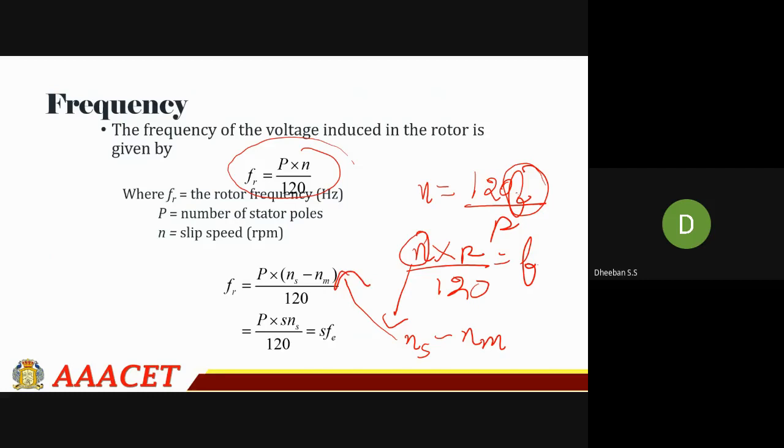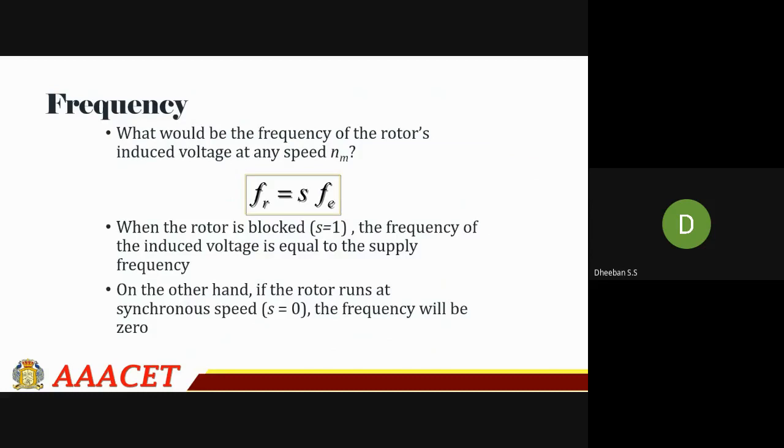Then they have expressed this in terms of your slip value. The rotor frequency fr, the frequency at which the rotor is rotating, is equal to s into the supply frequency fe. So again here they have repeated it: if s is equal to 1, the rotor frequency will be the same as your supply frequency. At the same time, if s is equal to 0, the frequency will be 0.